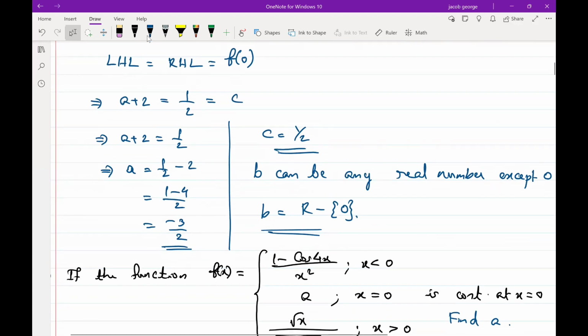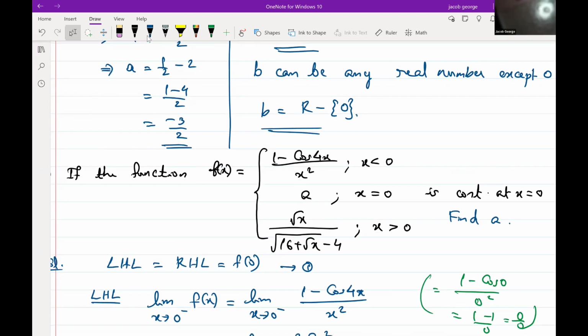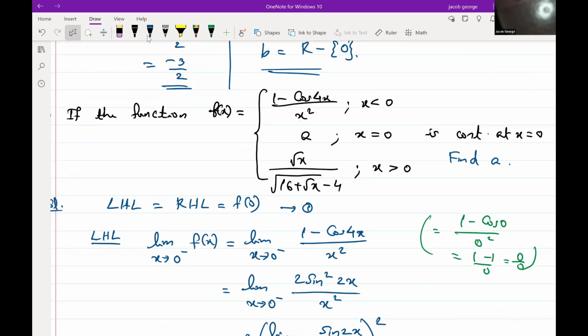Yes, sir. Next. This one is another question. Here, on the left and right, these are two different functions. So we have to apply the second definition: LHL equal to RHL equal to f of 0. Here it is continuous at 0.